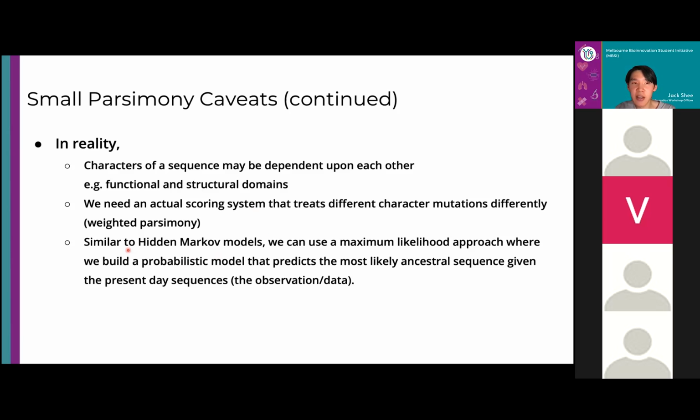And finally, another approach that is also character-based is similar to hidden Markov models. It's called a maximum likelihood tree. So the key idea is that you now try to build a probabilistic model that is able to predict well your current data based on the model. So what you do is you build this model out of your data, and then you invert it so that you can feed in current day sequences and then get out ancestral sequences.